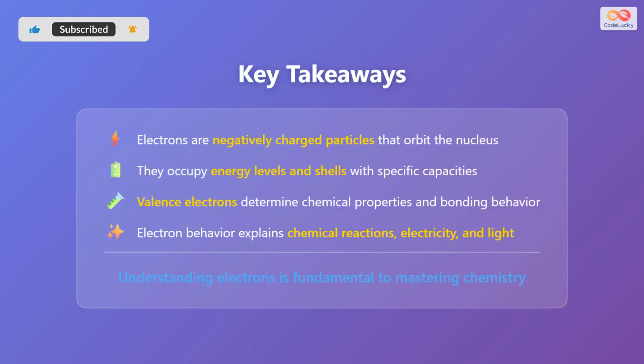Let's recap the essential points. Electrons are negatively charged particles that orbit the nucleus. They occupy energy levels and shells with specific capacities, following a structured pattern. Valence electrons in the outermost shell determine chemical properties and bonding behavior. Electron behavior explains chemical reactions, electricity, and even light. Understanding electrons is fundamental to mastering chemistry and explains how matter interacts at the atomic level.